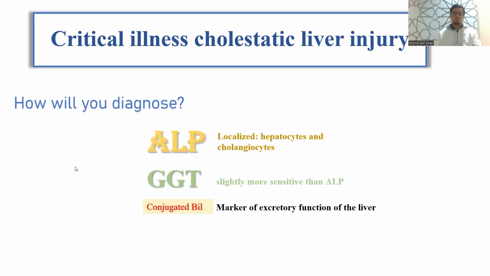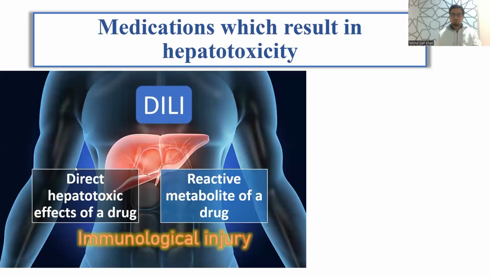So these three important markers of cholestatic liver injury are important to understand, but sometimes you have to perform a hepatobiliary ultrasound, in which you would see the intrahepatic or extrahepatic biliary obstruction. So that is your anatomical diagnosis, and sometimes you may have to do ERCP, MRCP, etc. to find out better, to delineate the cholestatic liver injury.